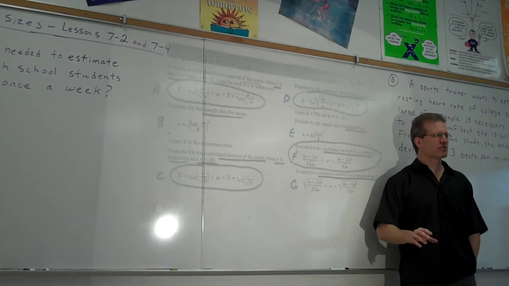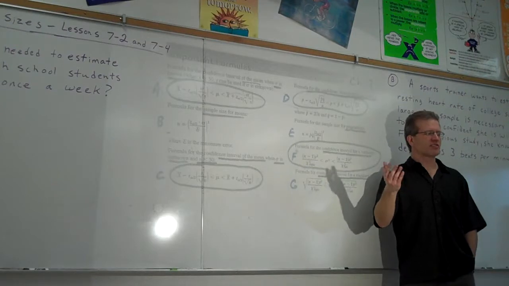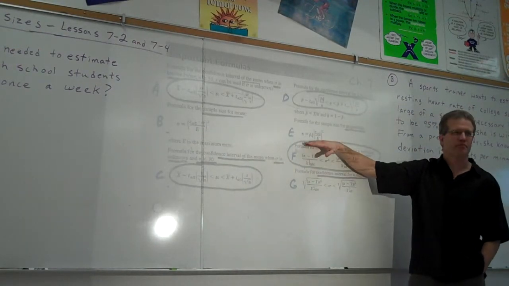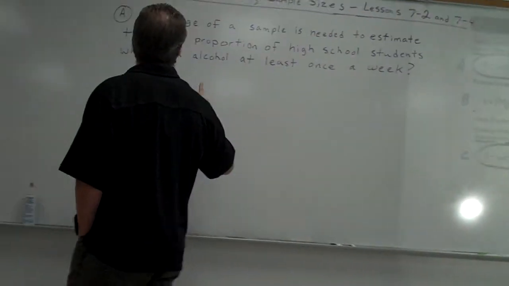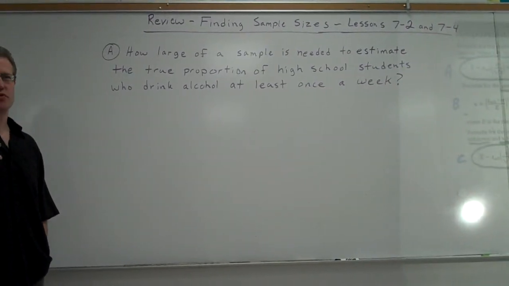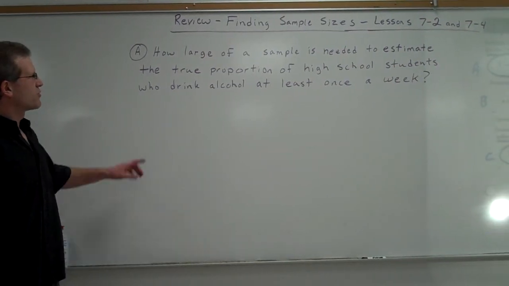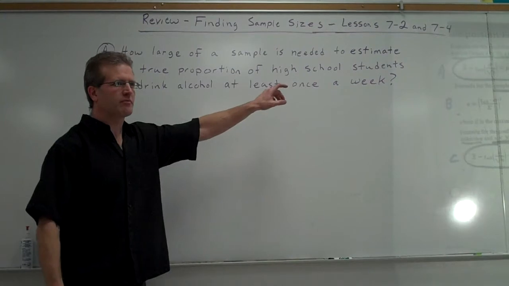If it asks for a confidence interval, pick a confidence interval formula. If it asks for how big the sample should be, then you're going to pick either formula B or formula E. Okay? So we look at this example up here, which I made up. How large of a sample is needed? Right there you should know by reading the first few words, how large of a sample is needed. So you're trying to find n. Estimate the true proportion of high school students who drink alcohol at least once a week.